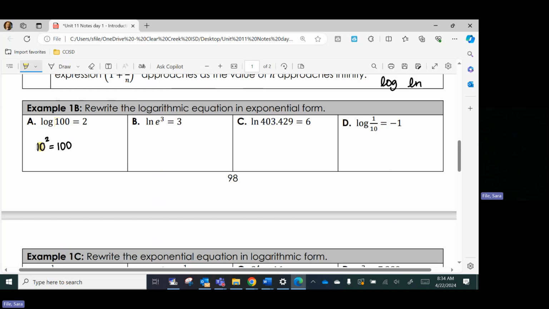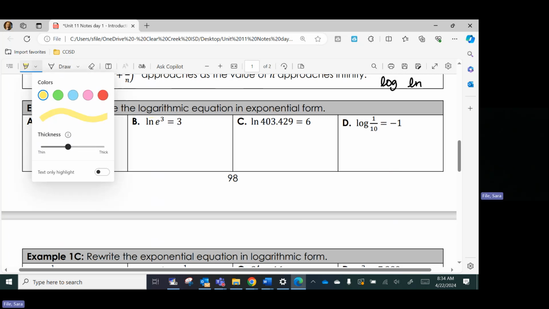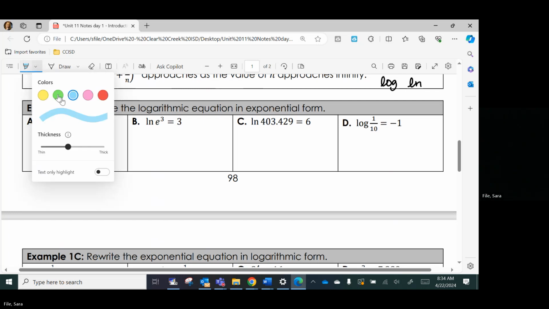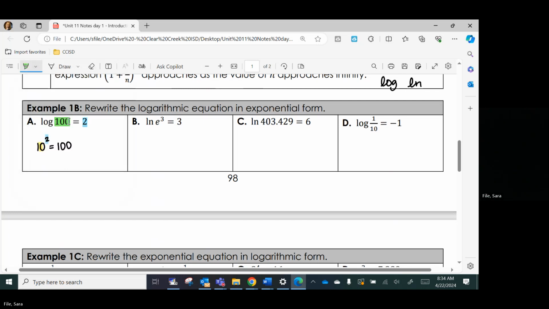So it's a base 10. There is no base here either. It won't let me highlight empty space apparently, so I guess I won't be able to do that. And then my exponent, my argument.